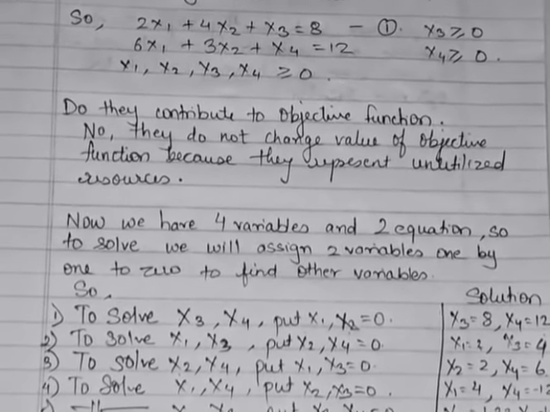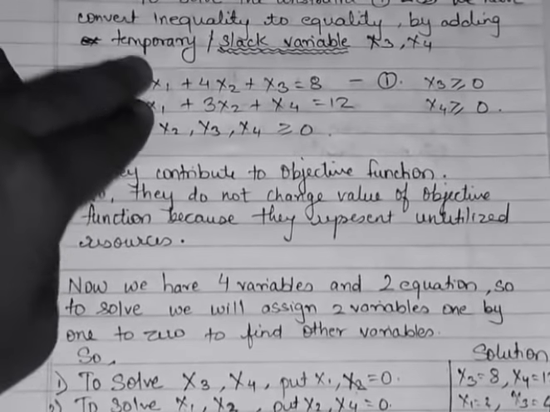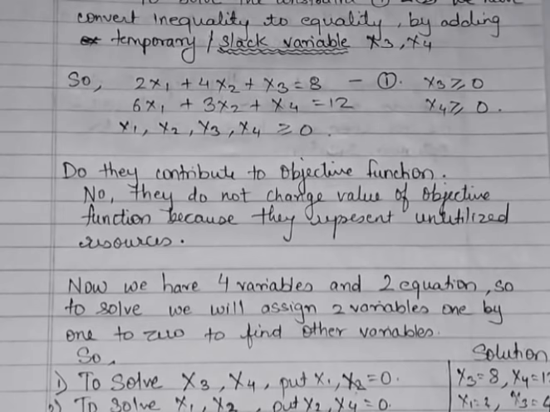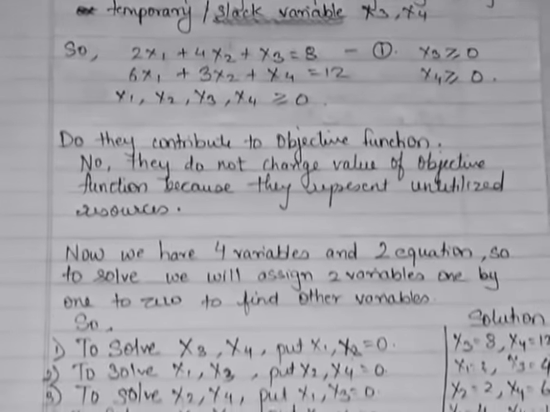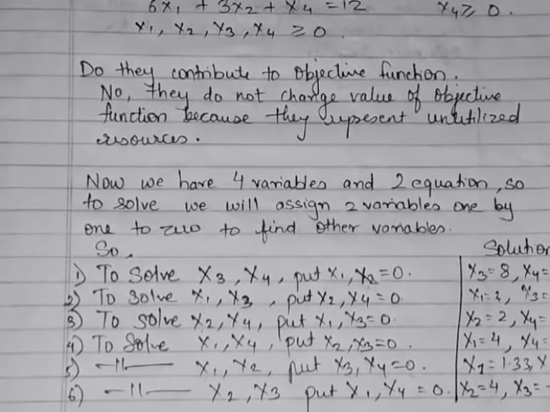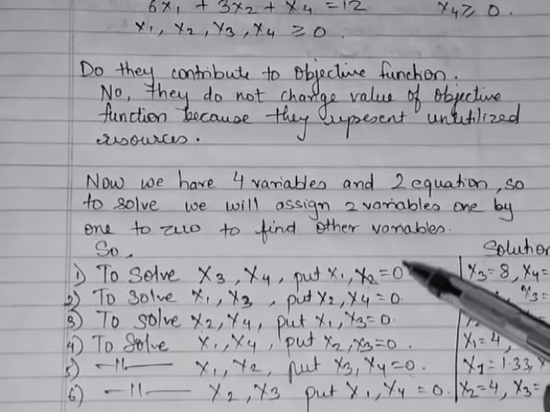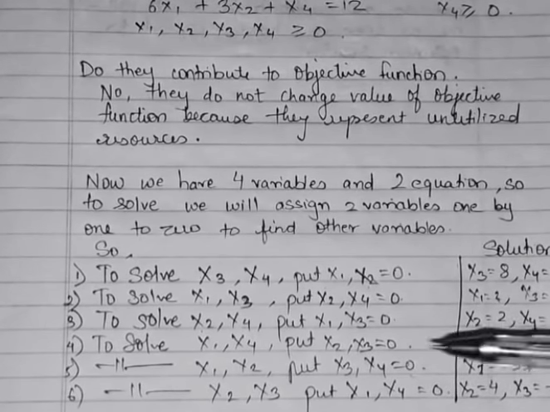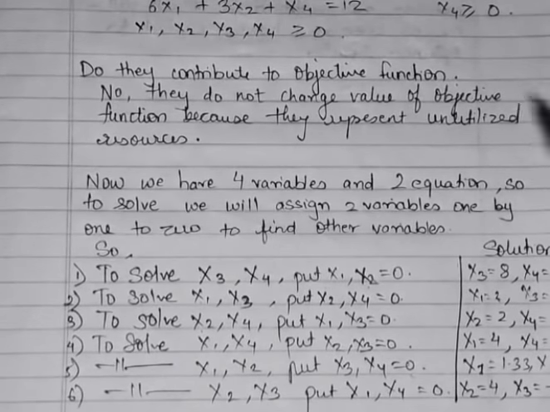But before that, we are going to solve these equations to get the values of all the variables. Since there will be more variables and fewer equations, we put some of the variables as 0 and solve for the others. So if there are 4 variables and 2 equations, then we get 4C2 ways. 4C2 means 6 ways, right? So there are 6 ways, and we'll get 6 answers.